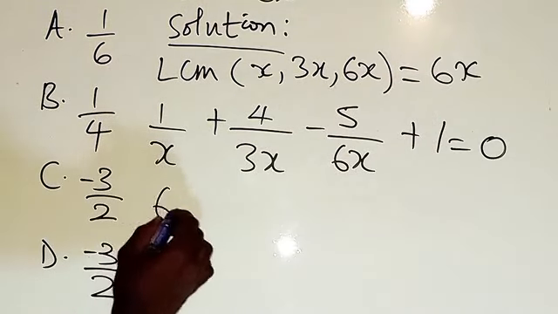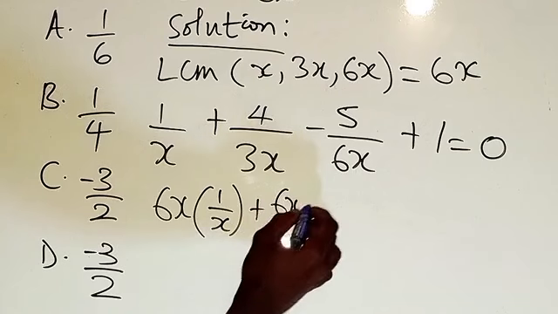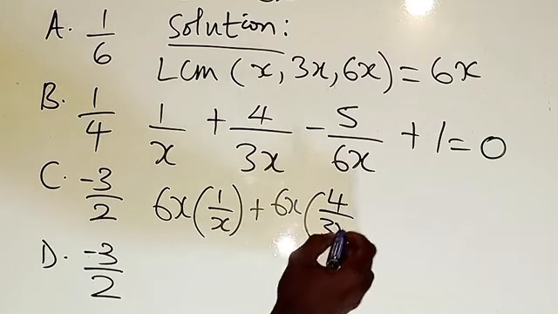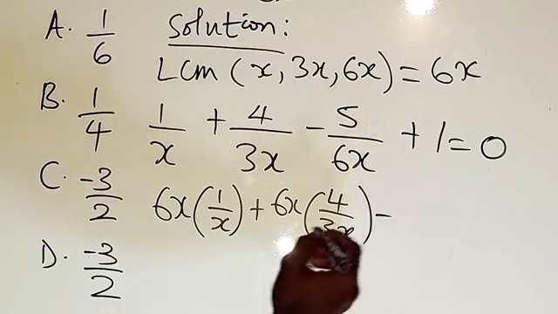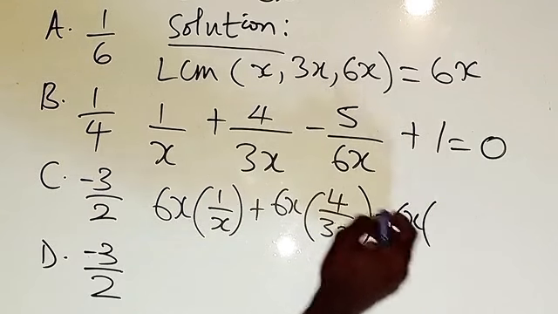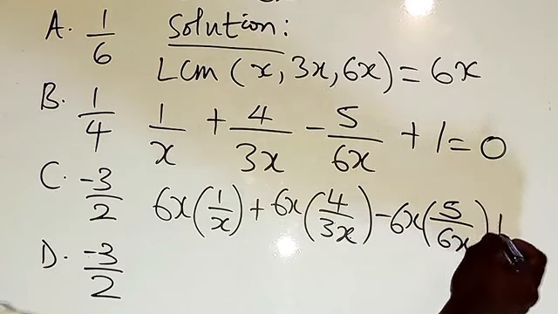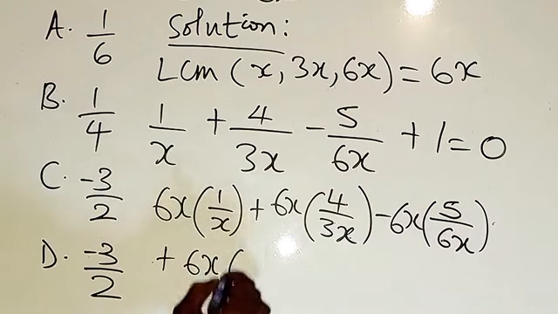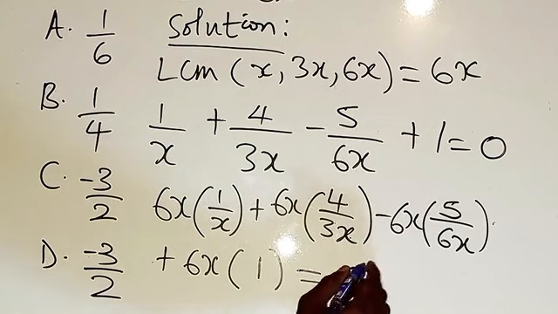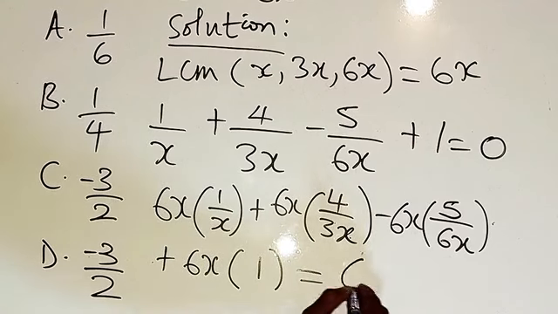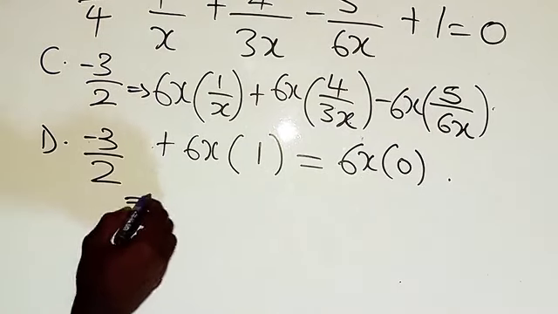So this is going to be 6x multiplying 1 over x, plus 6x multiplying 4 over 3x, then minus 6x multiplying 5 over 6x, right? Then plus 6x multiplying 1, right? Then equals 0, or 6x multiplying 0, right? So from there we have what we have.